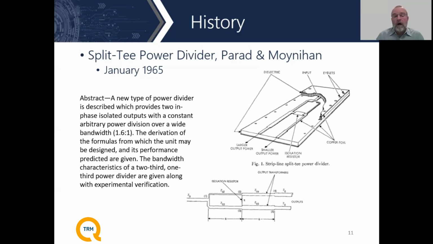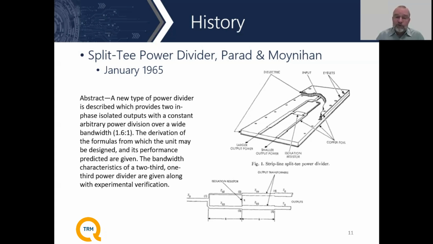Really, I think this is a very important paper, because it points out that you don't necessarily have to do all of the impedance transformation in one transformer. From an isolation standpoint, there was still just a single isolation resistor, the way that Wilkinson described it. But this opened the door for having a multi-section transformer for the full impedance transformation.